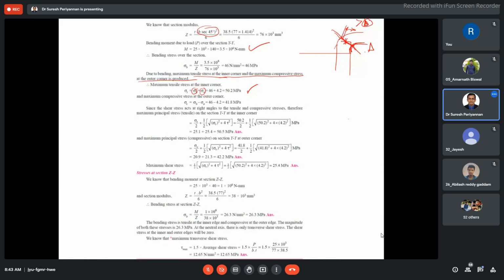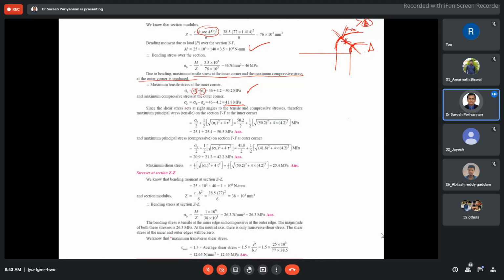Similarly, we can find out the maximum compressive stress at the outer surface. Compressive stress at the outer surface is nothing but sigma b minus sigma naught. This is a compressive stress. Now we have to find out the principal stress. There are two stress components. This looks like sigma x and sigma y, right?